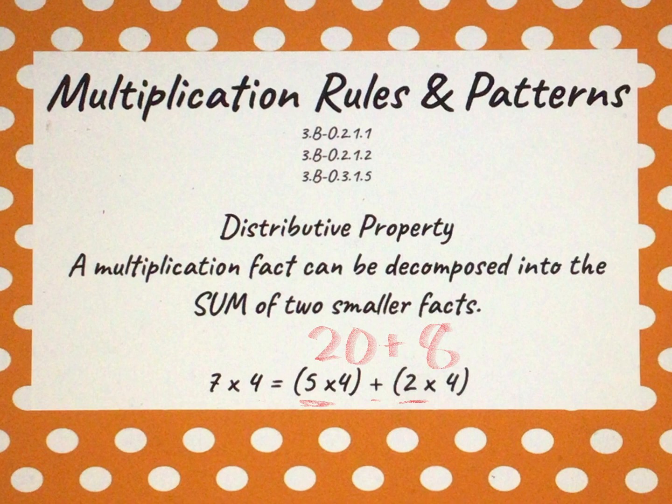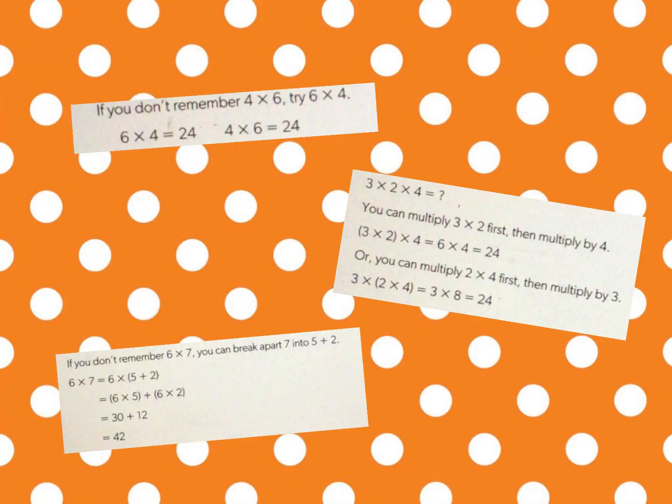So we can decompose some of the bigger numbers, or smaller numbers if you want to, into a sum of two smaller facts. Don't forget to still multiply times that 4. And remember, you can only multiply and decompose one or the other numbers is what we're working on. Let's practice. So if you don't remember 4 times 6, try 6 times 4. And I know 6 times 4 is 24. And I know 4 times 6 is also 24.